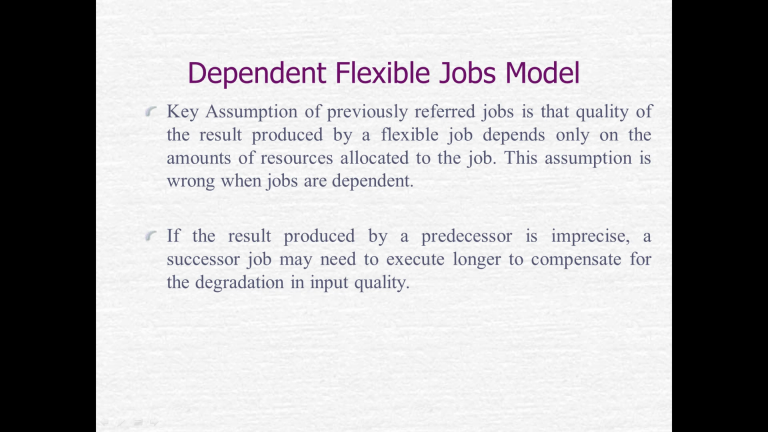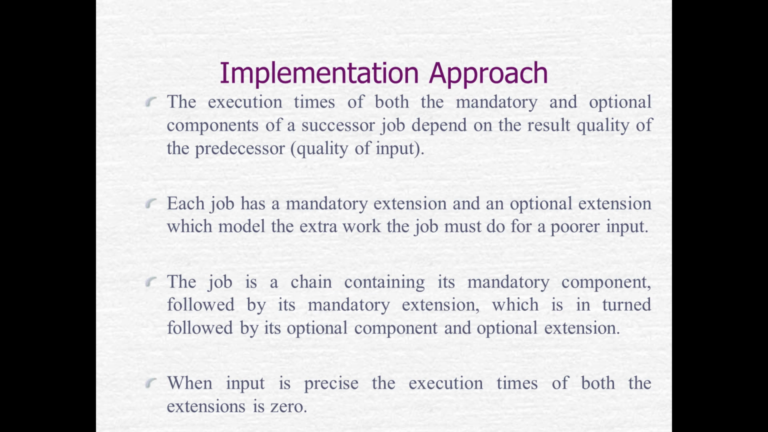Similarly, if the result produced by a predecessor is imprecise, a successor job may need to execute longer to compensate for the degradation in input quality. So this is the dependent flexibility. How will we implement it? The execution time of both the mandatory and optional components of a successor job depends on the result quality of the predecessor.